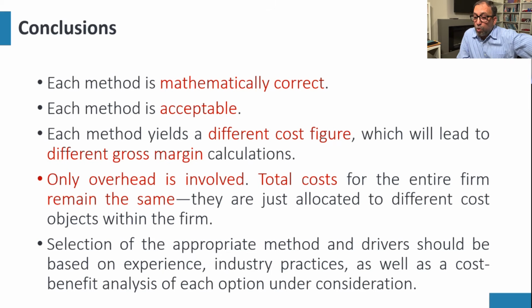And only overhead is involved. Total cost for the entire firm remains the same. So the total cost, as I repeated many times, is not changing. The only change is how we allocate this indirect cost towards one product, product A or product B. So the selection of the appropriate method and driver should be based on experience. As I mentioned, experience is needed to break down these pools of indirect cost into different pools, along with industry practices, as well as the cost-benefit analysis of each option under consideration.